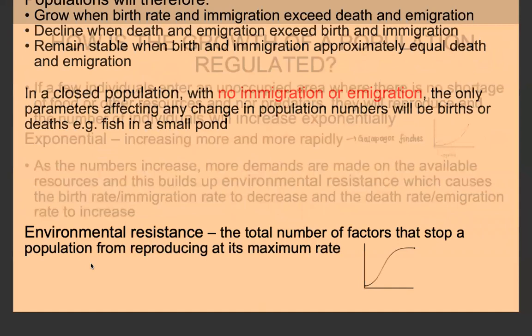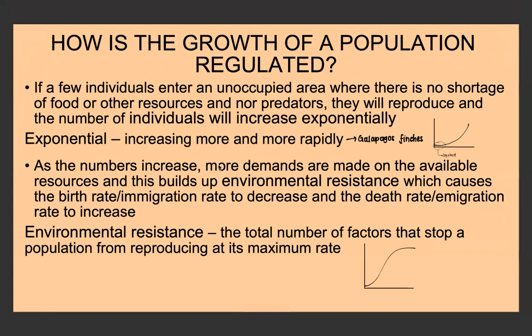How is the growth of a population regulated? If a few individuals enter an unoccupied area where there's no shortage of food or other resources and no predators, they'll reproduce and reproduce and reproduce, and the number of individuals will increase exponentially.